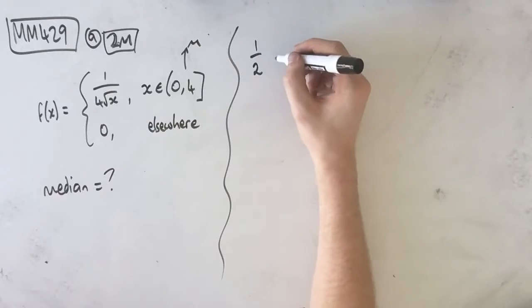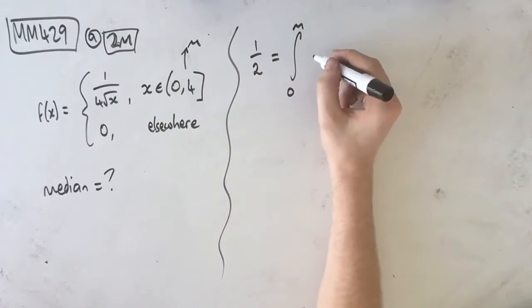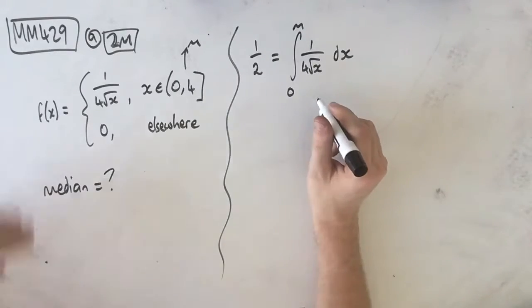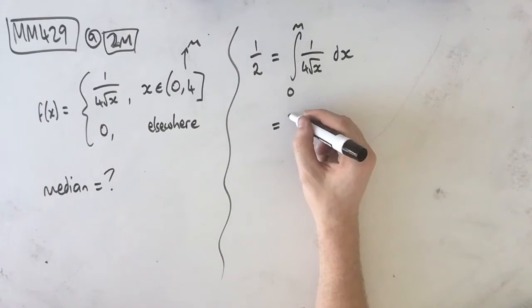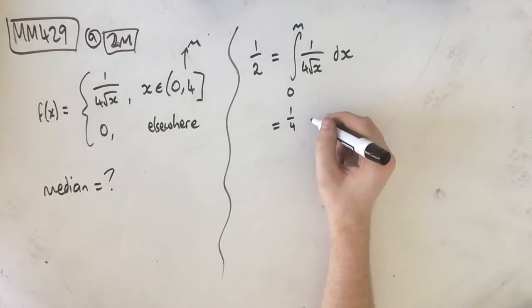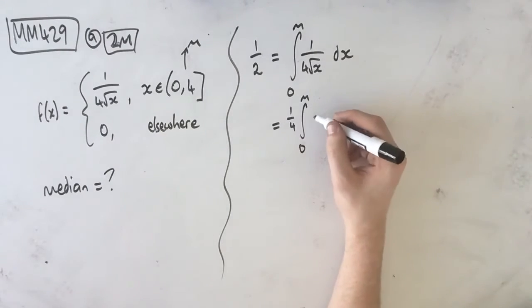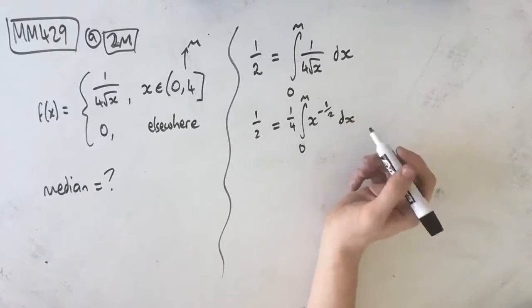So what we can say is that half, our area, is equal to our integral, so our area from 0 to m, up here, of our function. So 1 over 4 root x dx. Now, because I personally like doing this, I'm going to take 1 on 4 out as a constant. So I'm going to say equals 1 quarter, 0 to m of 1 over root x, which is the same as x to the power of negative 1/2. Okay, so we change it to that because we want an index. That's going to allow us to find this properly.